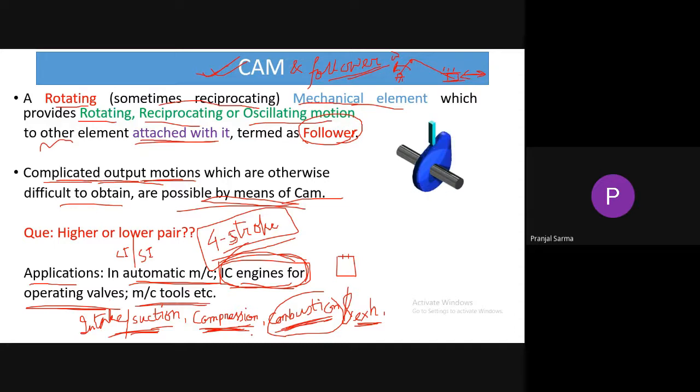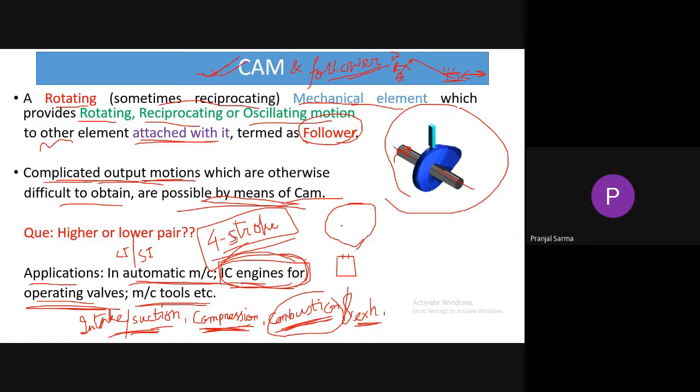So that I can show you how this is applied in operating the valves in an IC engine. We are saying the cam and follower has a very vital application there. Now if you look at this particular animation, you can see a particular blue portion, this one. This black portion is nothing but the shaft on which it is mounted, and you can see this dark blue portion rotating there, right? If you look closely, it has a certain shape like this.